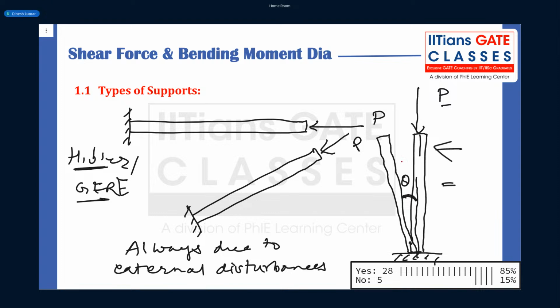So what happens if it got deflected by some angle theta? Then what is going to happen further? Hmm? It should come to the initial position, yes or no? Right? No, it will not oscillate. It's not dynamic load. I'm not talking about dynamic load. I'm talking only about static load. Currently, just static load. What is going to happen after that?